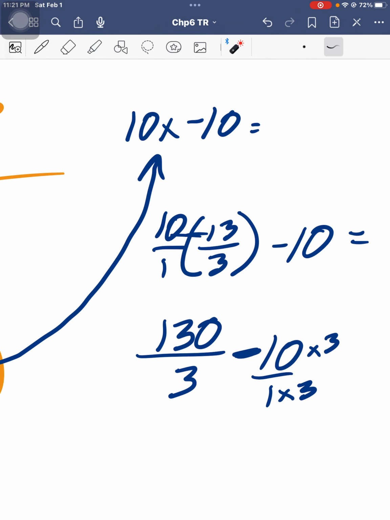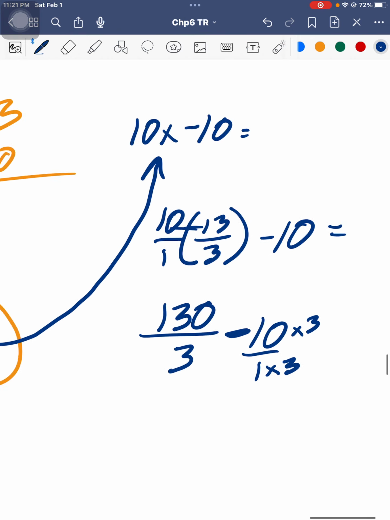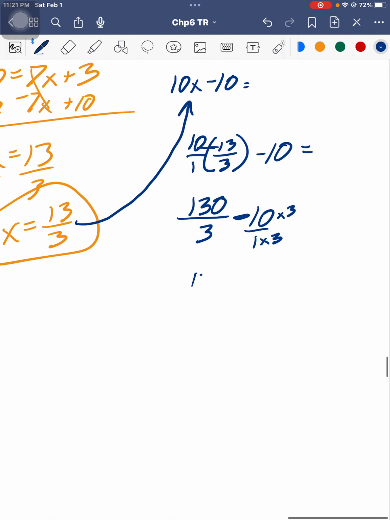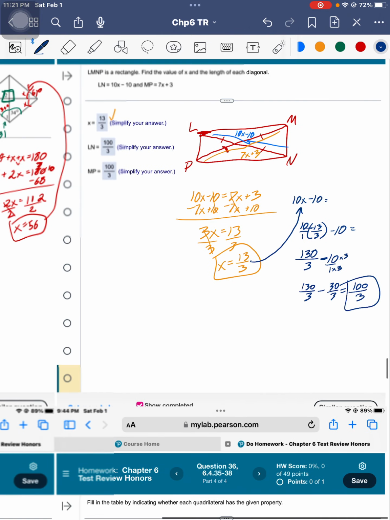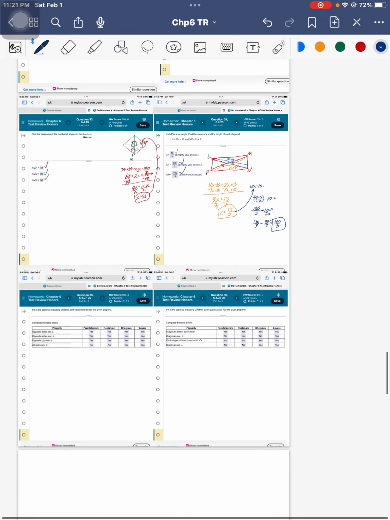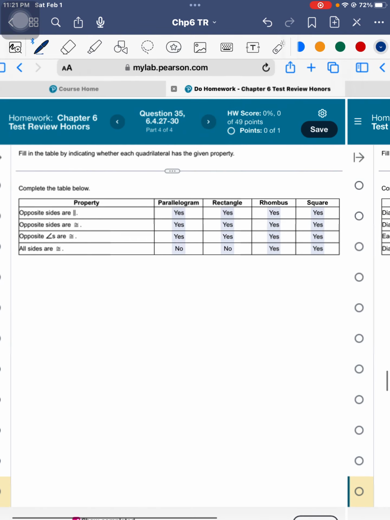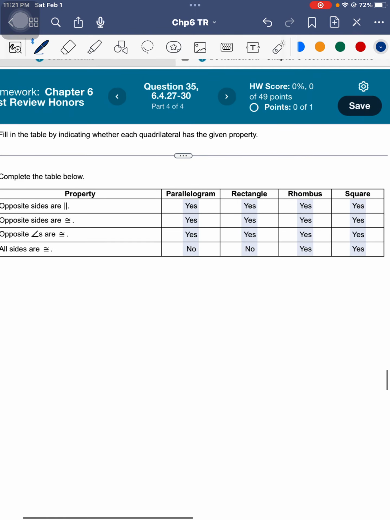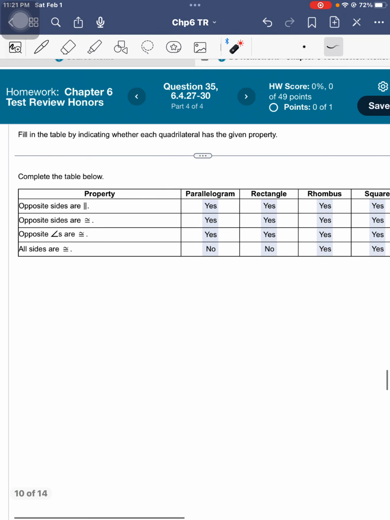With multiplying, it doesn't matter. Right here, I just multiply, I just go straight across. But unfortunately, with adding and subtracting, they have to have the same denominator. So I'm going to have 130 divided by 3 minus 30 over 3, which is what? 100 over 3. So that means both of them should be 100 over 3. Perfect. All right, this is very important to know, guys. You got to know this.